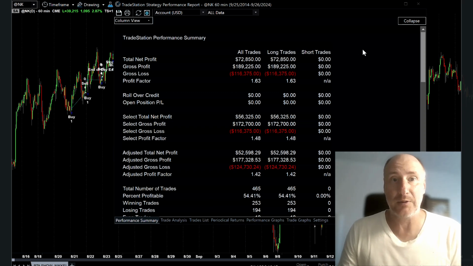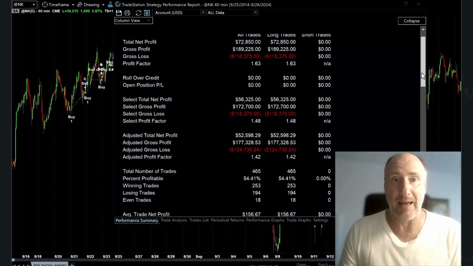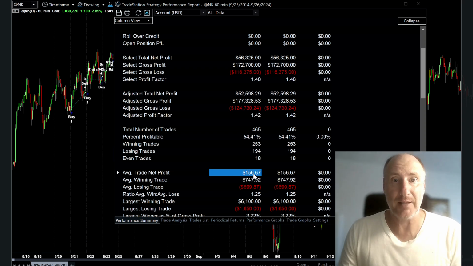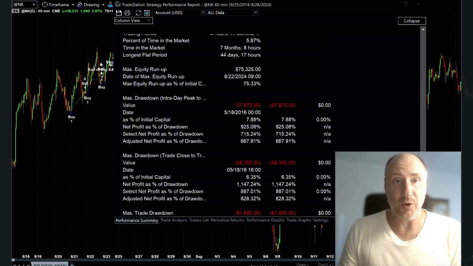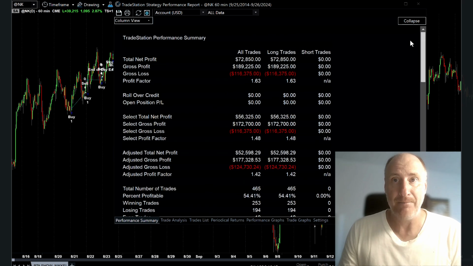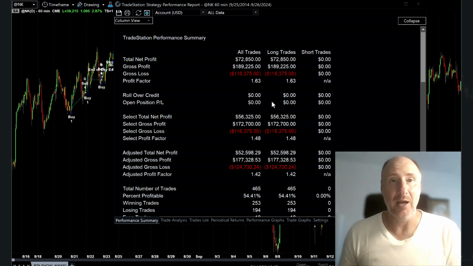Well, this is without transactional costs, so it would be a little bit less, but still the average trade is $156, which is quite high, and even after transactional costs, you would be left with a lot of money. And the drawdown, day-to-day drawdown, is about $6,000. That means that the net profit to drawdown ratio is higher than 10, which is a very, very good number.